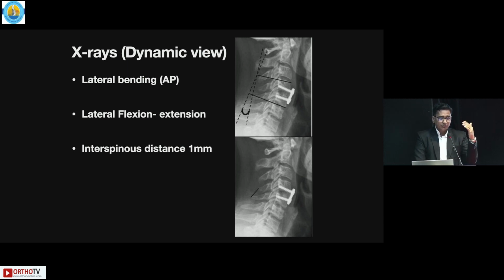Lateral bending is for looking at anteroposterior fusion, but flexion extension, looking at the Cobb's angle and at the upper and lower end plate, is highly advisable. Interspinous distance: if there is a change of the interspinous distance of more than a millimeter, it is suggestive of a non-union. So always make an attempt to look at the interspinous distance when the spinous process is intact.